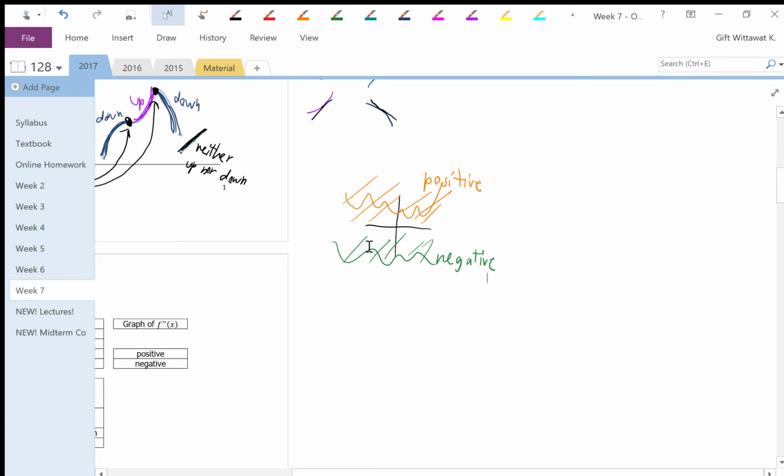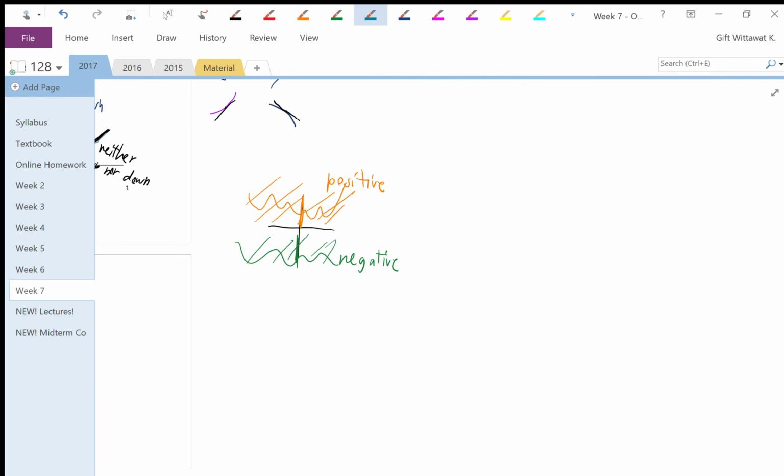So positive and negative is just the sign of the function value. It's positive if the y value is positive when it lies above the x-axis. A function is negative when it lies below the x-axis, when the function value is negative.